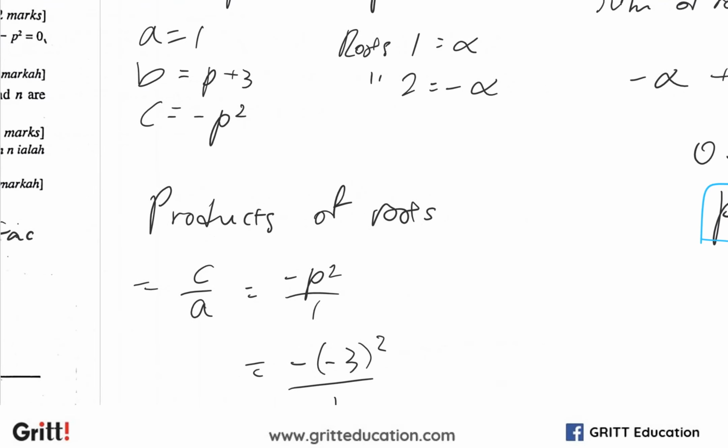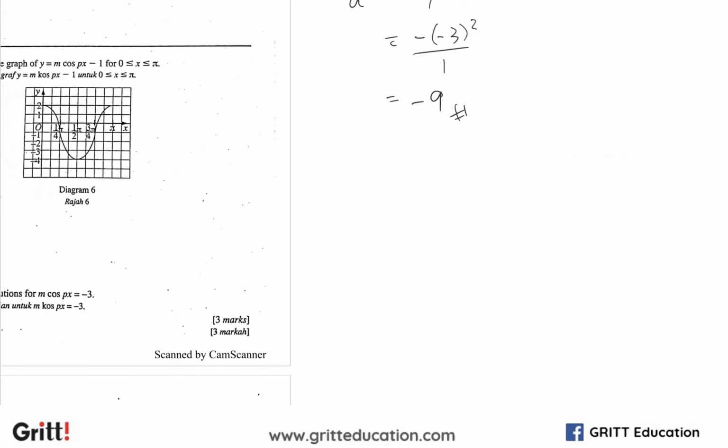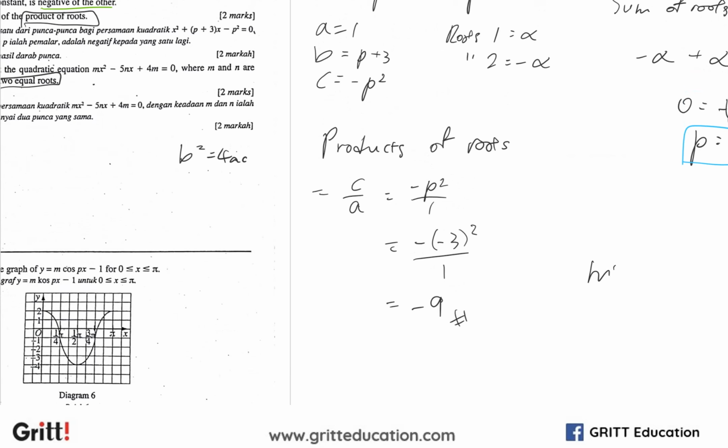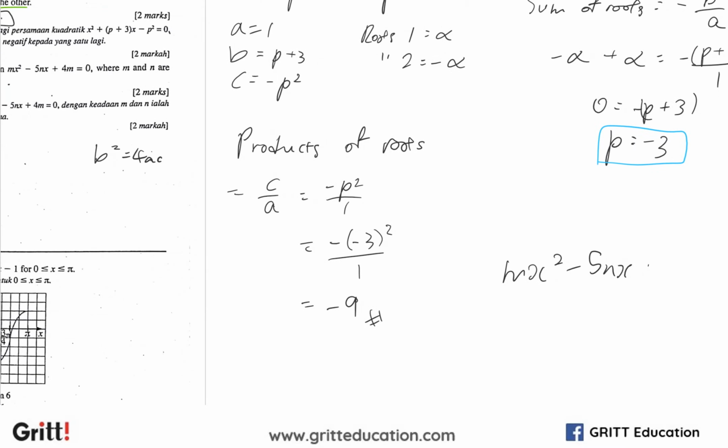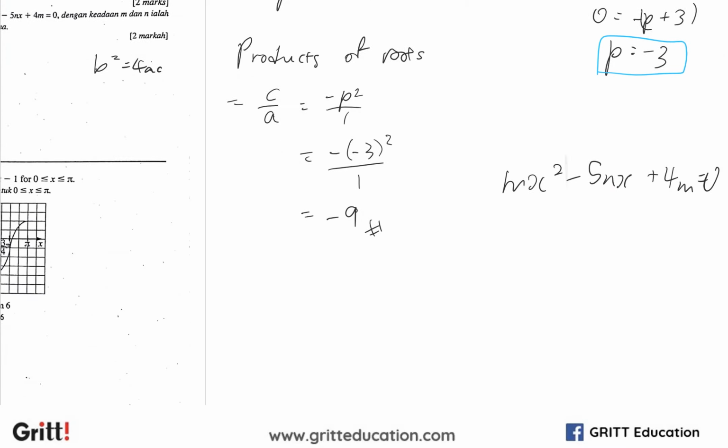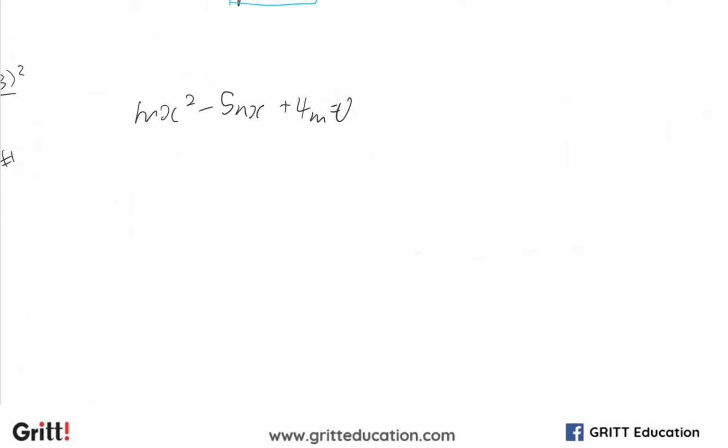So let's use a new space here. Let me write down the equation first. It's mx squared minus 5nx plus 4m equals 0. Now, with this in mind, again, you want to write down your a, your b, your c. So your a is equal to m, your b is equal to negative 5n, and your c is equal to 4m. So with this, what you can do is b squared equals 4ac. This represents that the roots are equal.